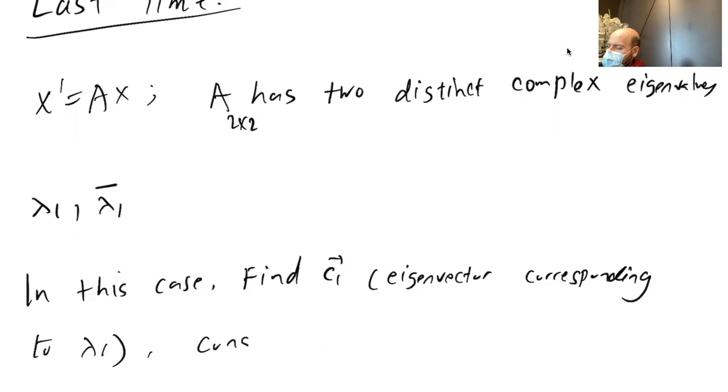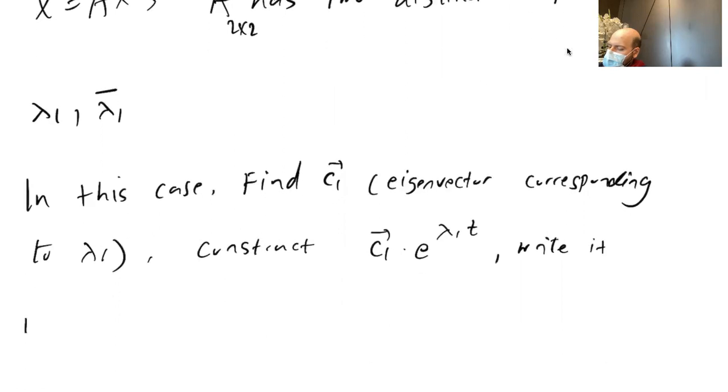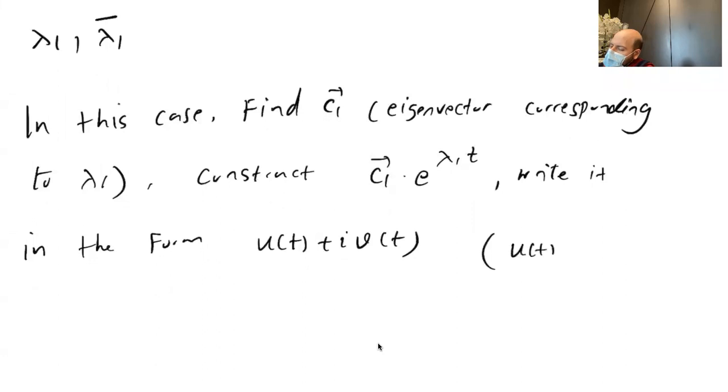Then construct c1 times e to the power lambda 1 t, and write it in the form u of t plus i v of t. This vector here is complex valued, and this is a complex number. Overall, you will have a complex number here. You can write it as some real valued vector plus i times another real valued vector. So here, u of t and v of t are real valued vectors.